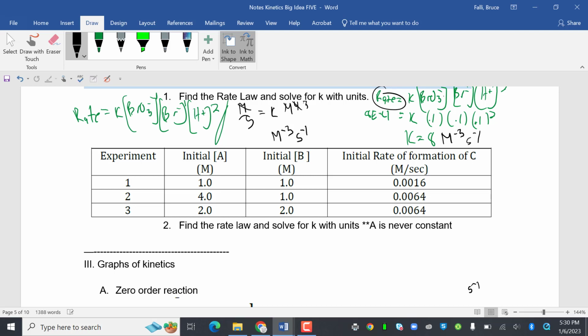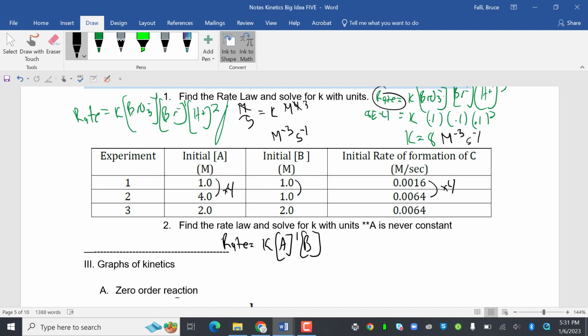A is never constant. Okay, so I got a problem here. A is not changing here. So I know when this is the same, this is times 4. When this is times 4, I'm going to use my calculator. 0.0064 divided by 0.0016. So this is times 4. Okay, so that means rate equals K, A, notice that was the same, to the first, B to the who's and know's.